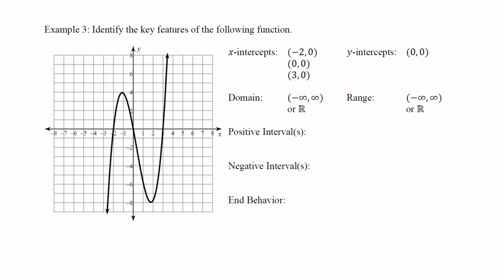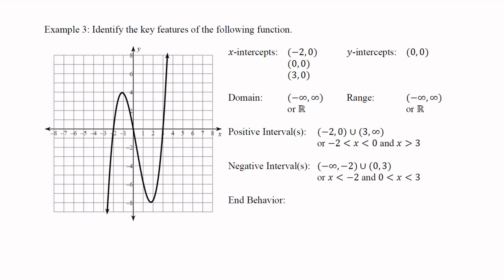Now our positive intervals. We're above the x-axis from -2 to 0, and we're going to union that with 3 to infinity. We can also indicate it using set notation. Our negative intervals are where we're below the x-axis from negative infinity to -2, and also from 0 to 3.